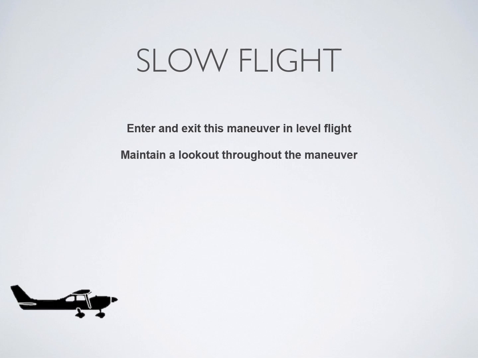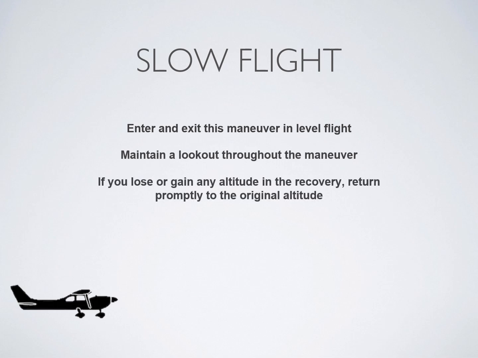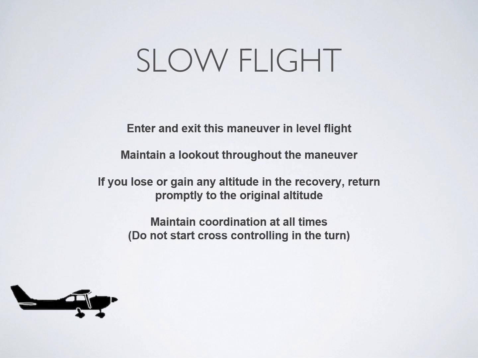Some tips for this exercise: you do want to enter and exit at the same altitude. If you do lose or gain altitude in this exercise, get it back right away. Maintain a lookout, so don't just stare at the gauges. Your examiner is going to want to make sure that you still are looking for traffic, even though you're in a really nose-high position for safety reasons. And then they want you to maintain coordination at all times.